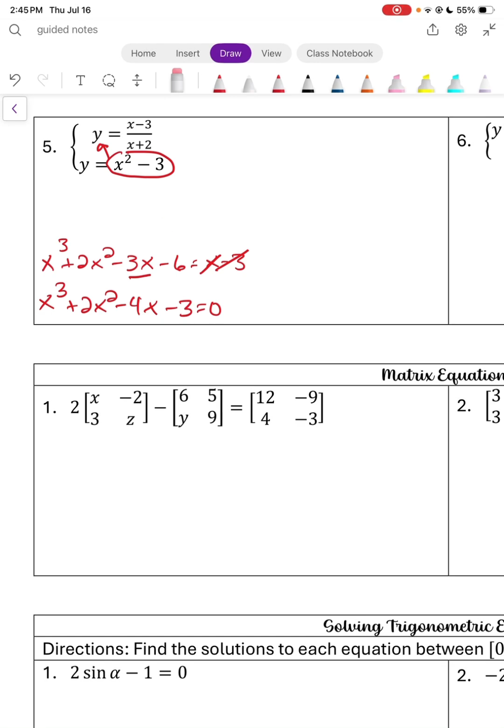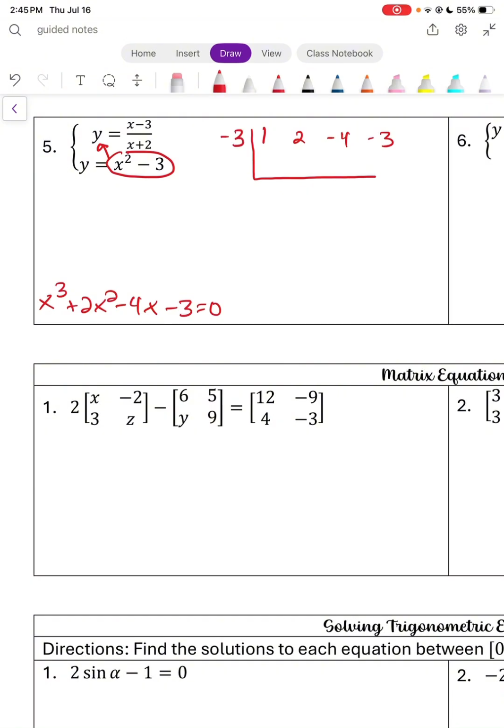Again, I'm going to erase it just to make a little bit of room. Solve polynomial equations. We're actually going to do synthetic division. My coefficients are 1, 2, -4, and -3. You can graph this, and I cheated a little bit ahead of time to see where the intersection point is, and I know -3 is going to work.